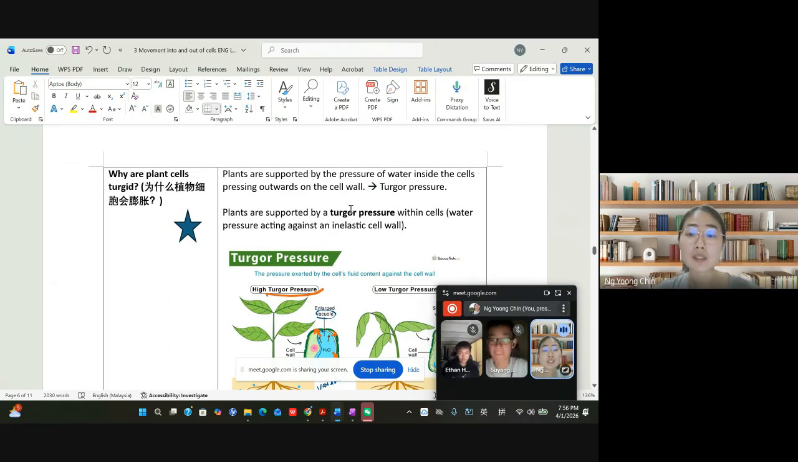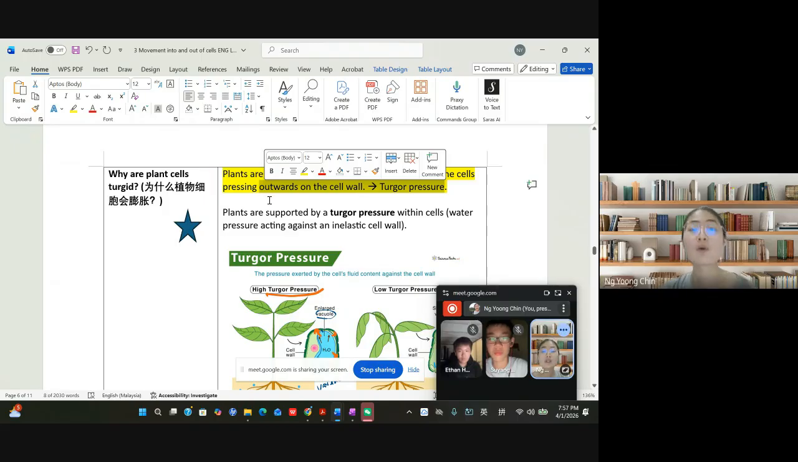Okay, so what is meant by turgor pressure? Turgor pressure is a kind of pressure in a plant, where they are supported by the pressure of water inside the cell. So turgor pressure is a kind of pressure found in the water inside the cell, due to the cell membrane pressing outwards on the cell wall. So this is turgor pressure.